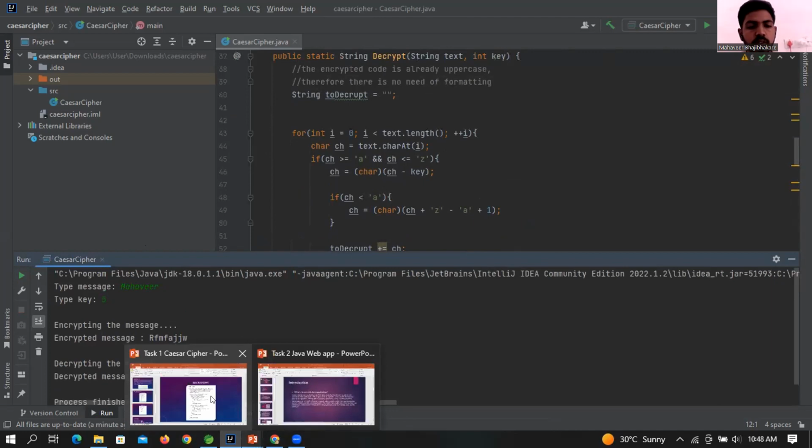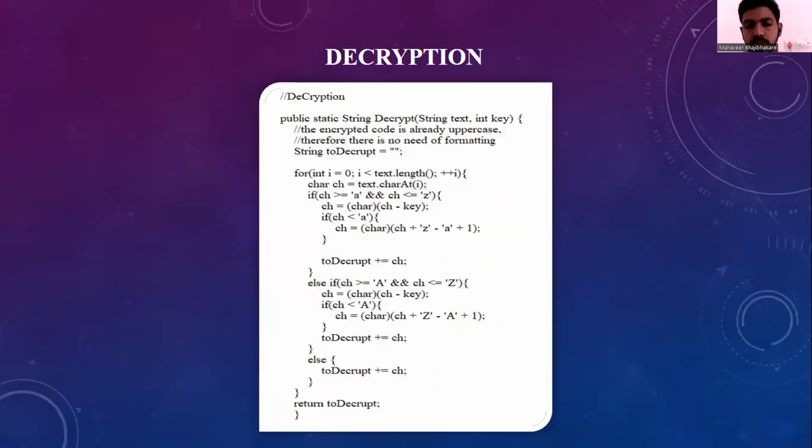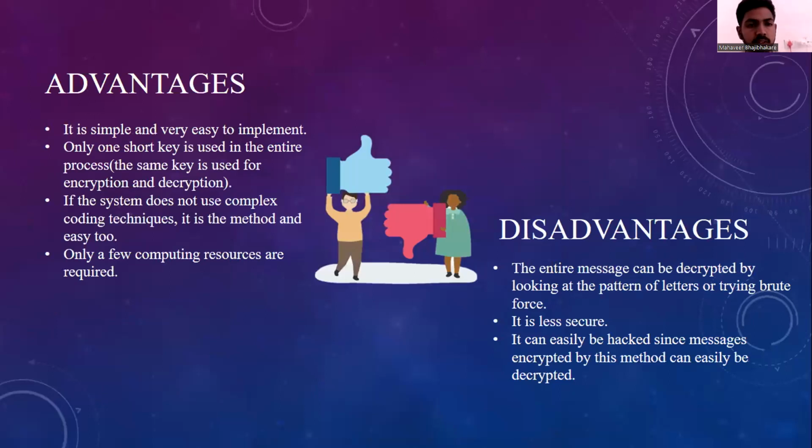So moving forward in our presentation, the advantages and disadvantages of the Caesar cipher cryptanalysis. As we know, it is very easy and simple to implement, as there are no complex calculations. The system also does not use complex coding techniques. So it is an easy method to use, and only a few computing resources are needed.